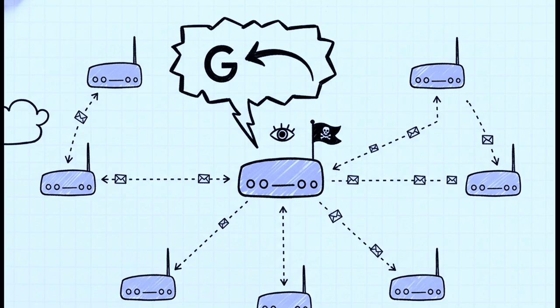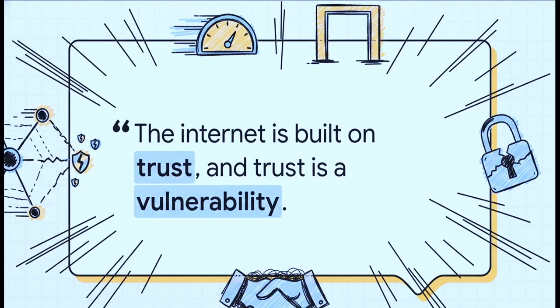And this brings us to what might be the single most important takeaway from all of this. The early architects of the internet didn't design it to be a fortress. They designed it for collaboration and speed, assuming everyone on the network was a friendly academic. The internet is fundamentally built on a foundation of trust. And in cybersecurity, trust is always a vulnerability.